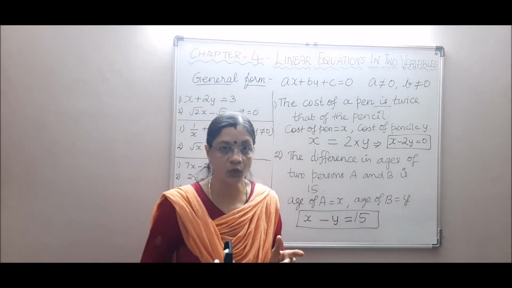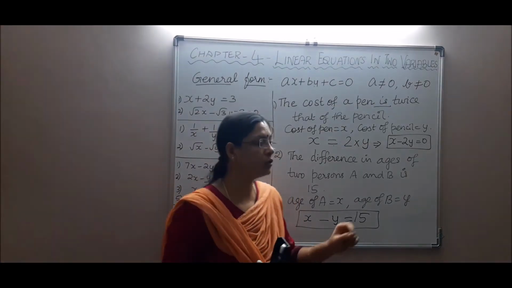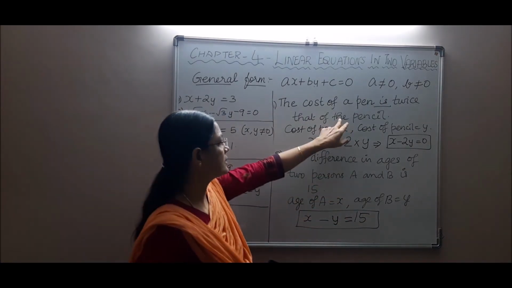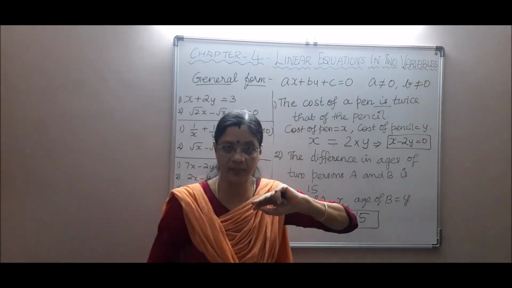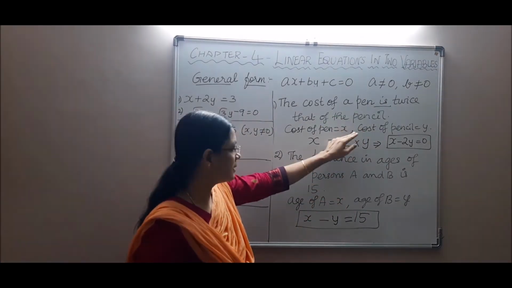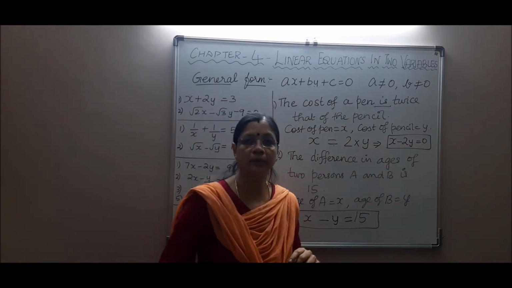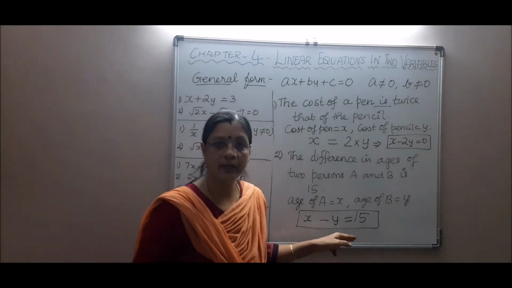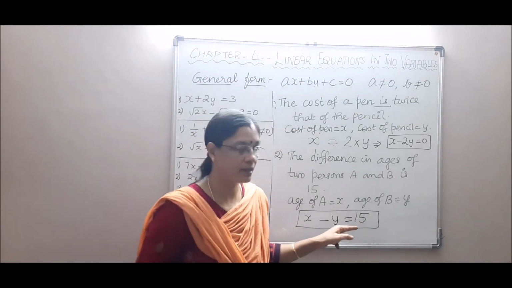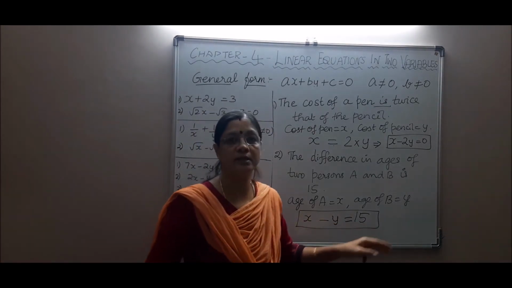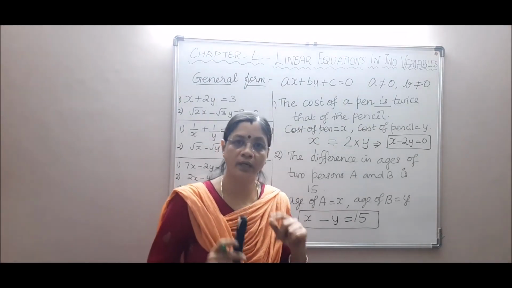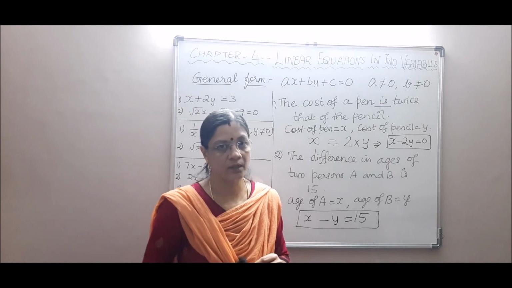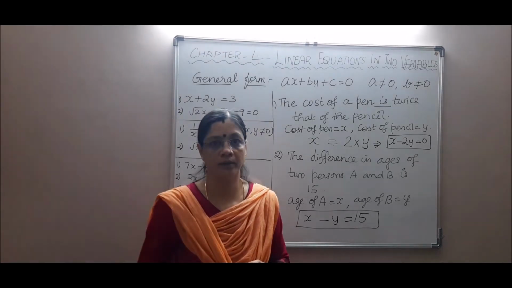So we need to have a solution, isn't it? We need to find the solution for the cost of pen and pencil. That is the reason why we interpret the statement into an equation. Likewise, we need to find the ages of the persons, isn't it? It is given the difference of the ages is 15 and we need to find the ages of the two persons. That is also equally important.